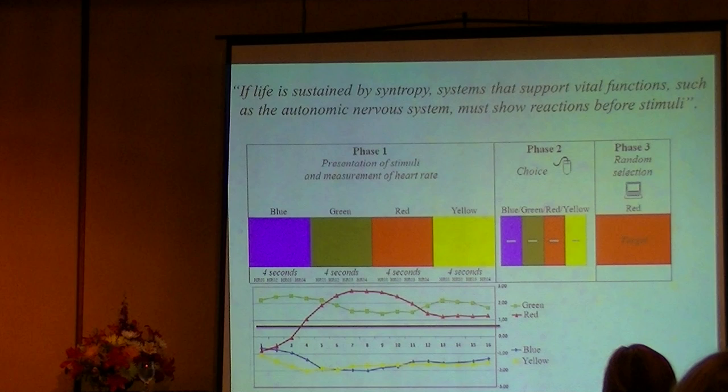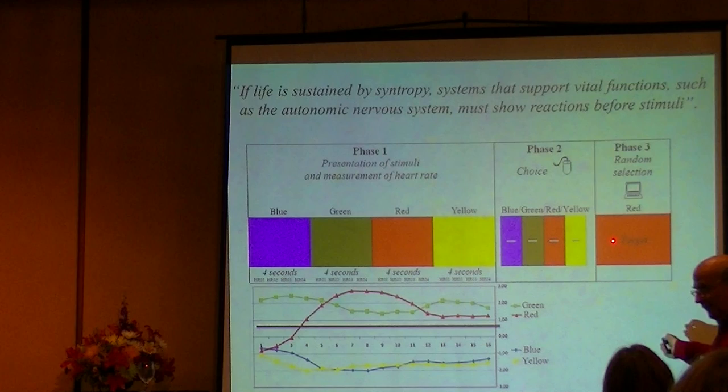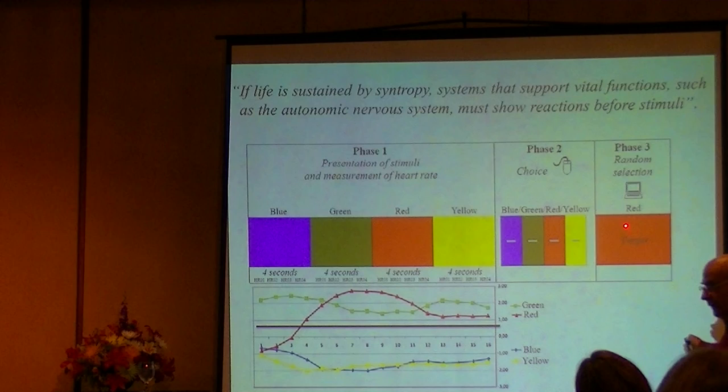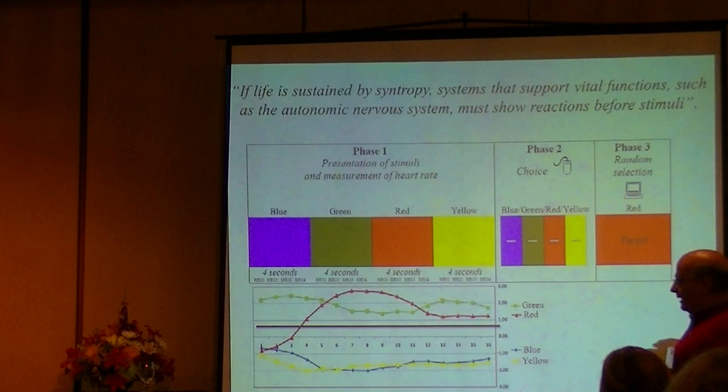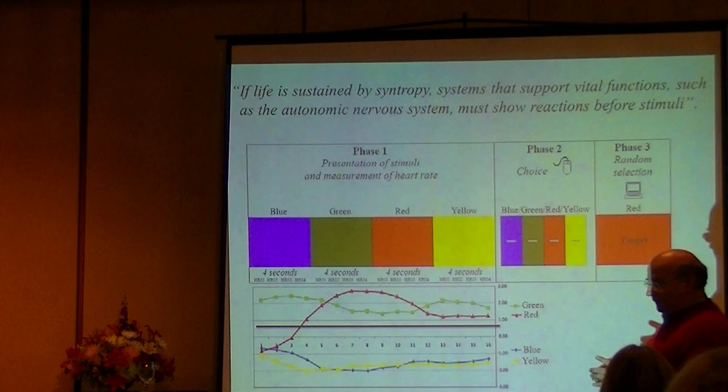Well, we see in the first phase of the experiment reactions of the heart rate according to what the computer will select in the last phase. And the person has no way to know what the computer will select later on. So there is a very strong, not only from a statistical point of view, but also from a quantitative point of view, a very strong reaction in advance of the autonomic parameters of the body.